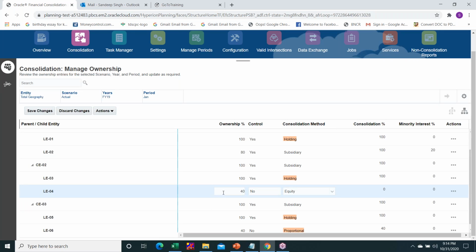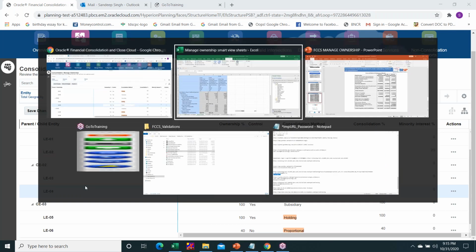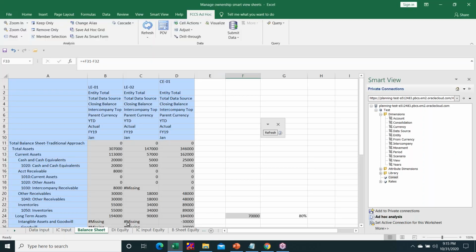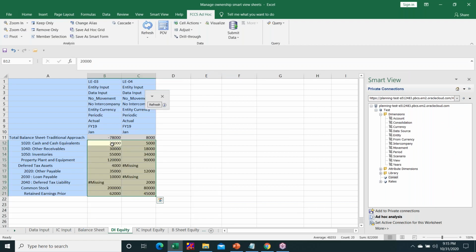So coming to our example, for legal entity 04, we have taken the acquisition by 40%, and here we are following the equity method of consolidation. Now you see that on the equity method of consolidation, there is no question of minority interest. So the minority interest percentage will always be 0. Now I have entered those numbers.